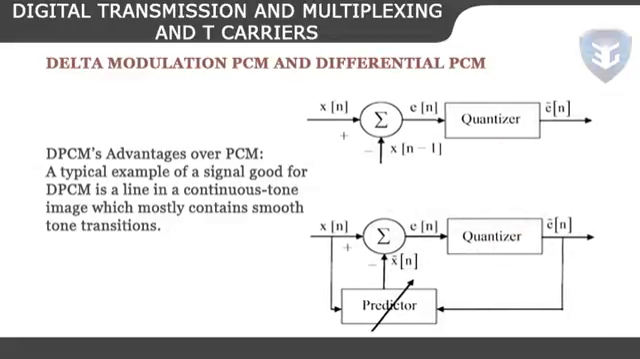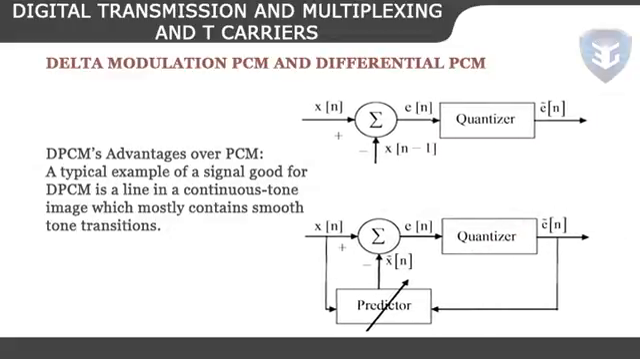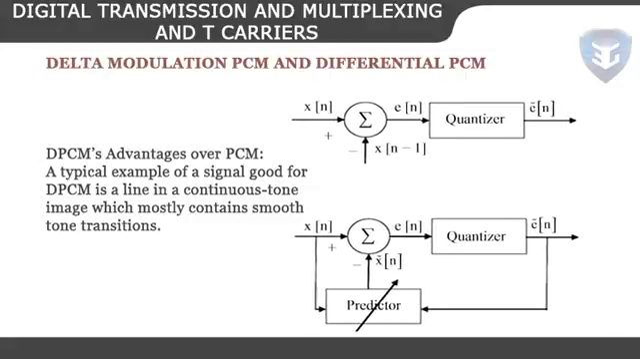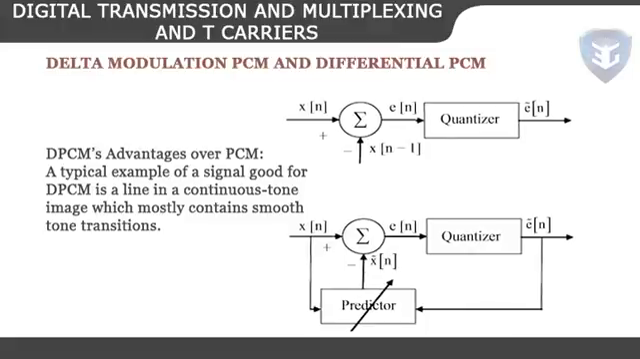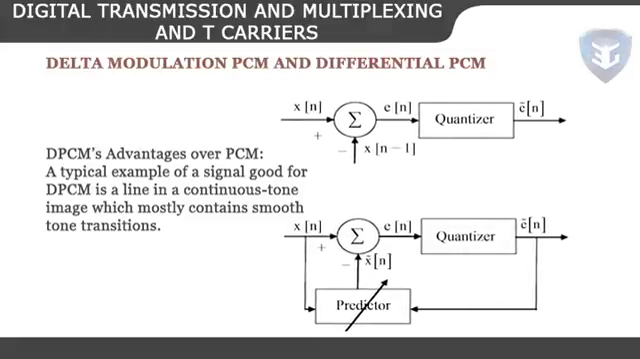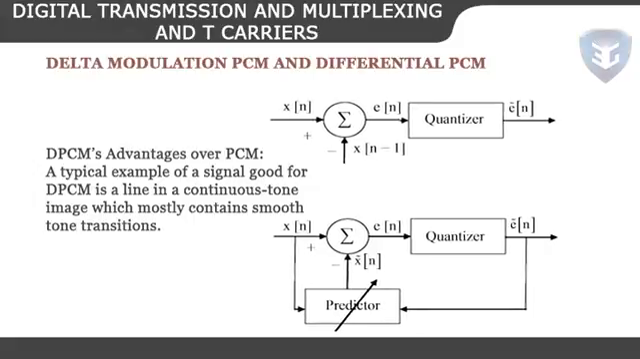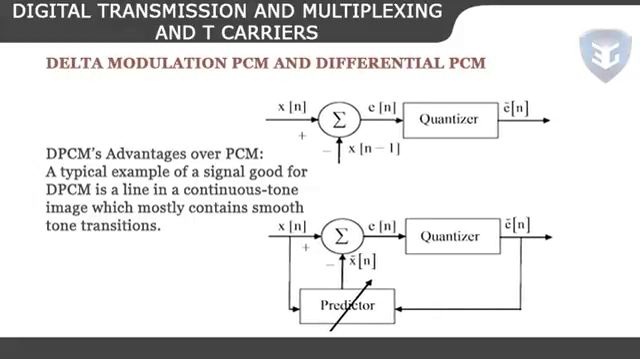DPCM's advantages over PCM. A typical example of a signal good for DPCM is a line in a continuous tone image, which mostly contains smooth tone transitions. Another example would be an audio signal with a low biased frequency spectrum.